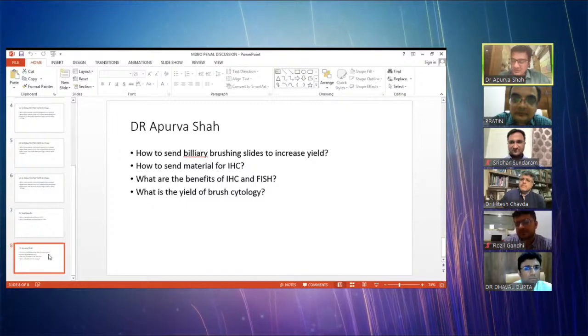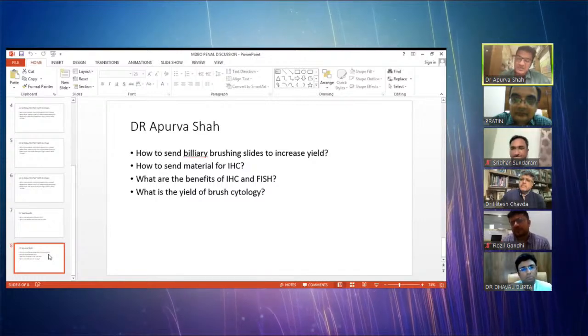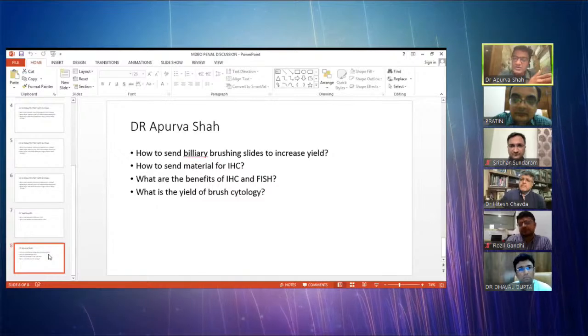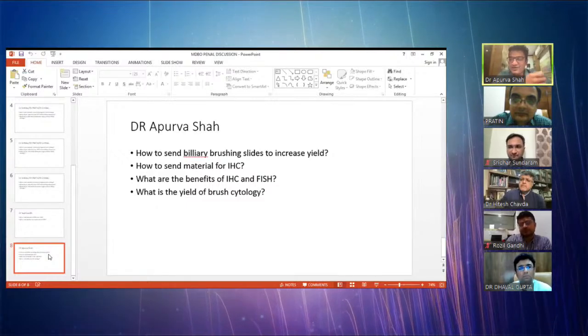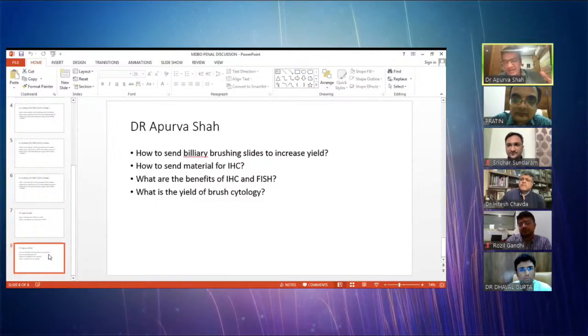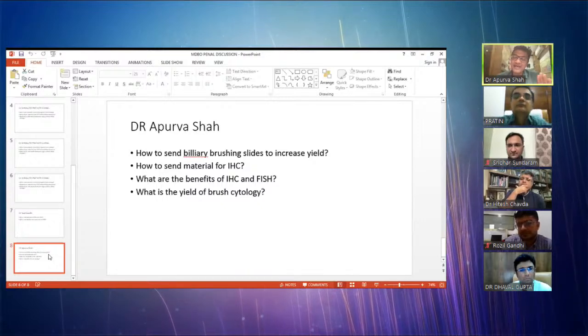So the first thing is a smear. Generally we do two types of stain on the smear. One is a Leishman or Giemsa stain. Those are better to study the hematolymphoid cells. So when you are suspecting IgG4-related disease and we have to study plasma cells, we would like to do a Leishman or Giemsa stain. For that, the smear should be air dried.